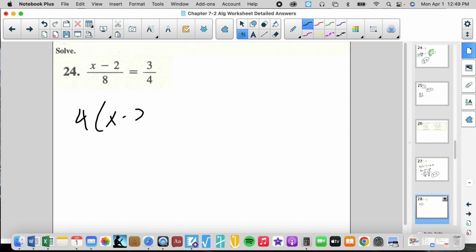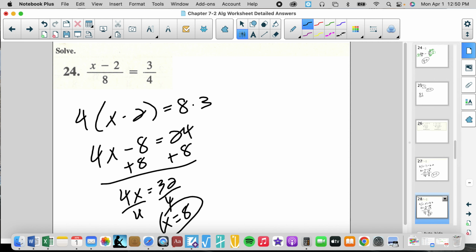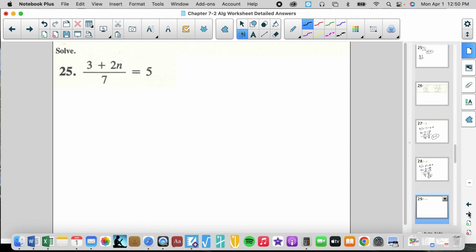4 times x minus 2 equals 8 times 3. 4x minus 8 equals 8 times 3 is 24. Add 8, add 8. 4x equals 32. Divide by 4. X equals 8. And 8 minus 2 is 6. 6/8 does reduce to 3/4. So they're still equivalent fractions.